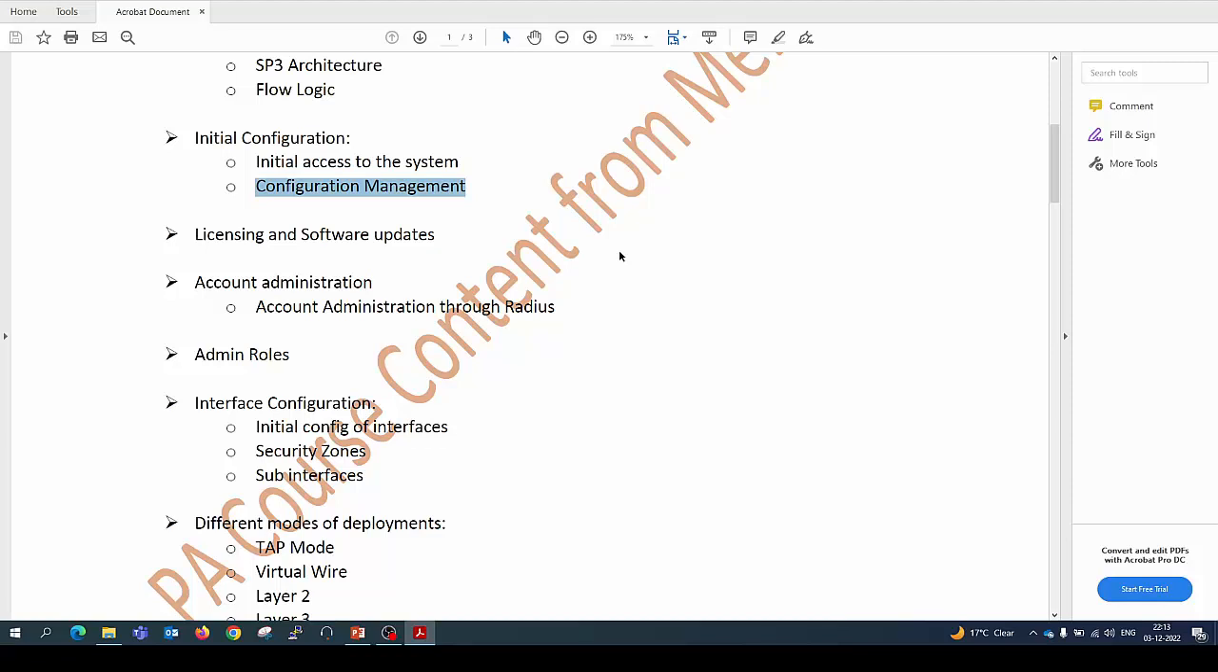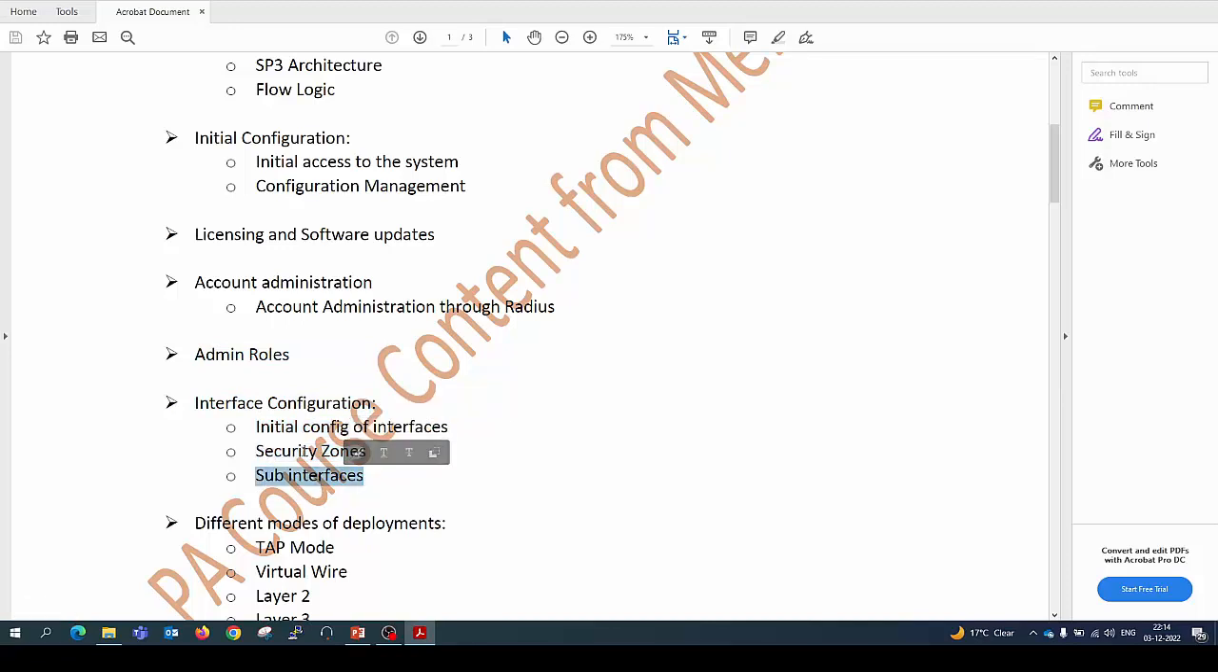We'll discuss these things. Then we'll discuss the licensing and the software updates, account administration. In this section, we'll discuss account administration through the RADIUS. Okay. And multiple things are there which we'll discuss during the account administration. Then we have admin roles, we have interface configuration, initial configuration of the interfaces, security zones, sub interfaces.